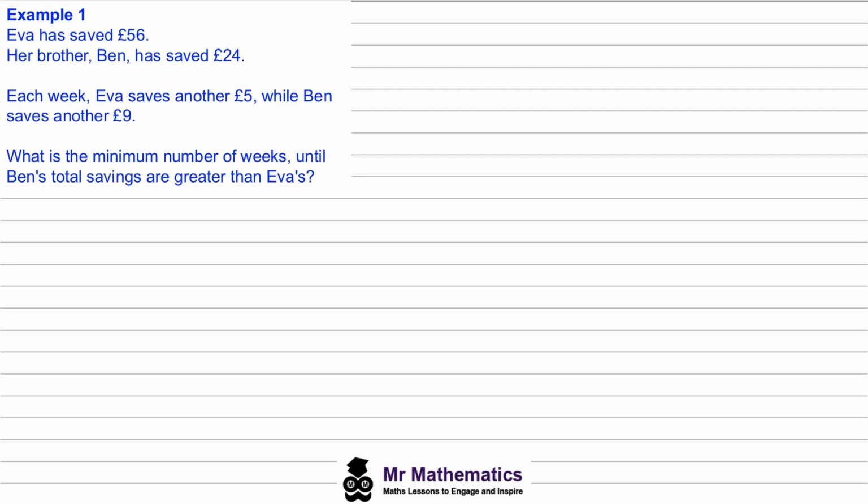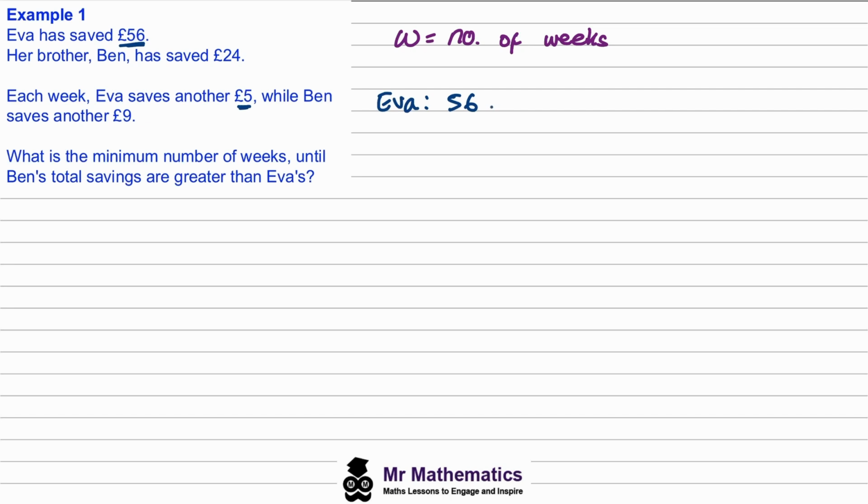So with questions like this, the first thing we need to do is to identify the variable, the thing that's changing. And this would be the number of weeks. So if we say that W is equal to the number of weeks, and then if we look at Eva, well, Eva has £56. And every week she gains another £5.